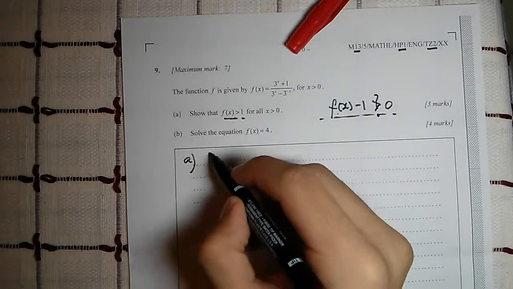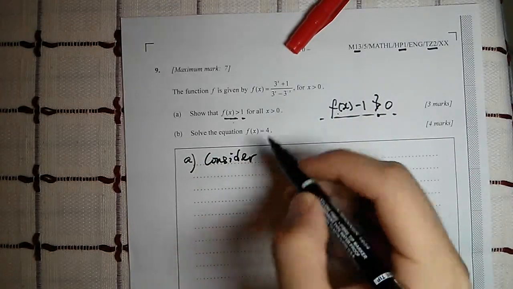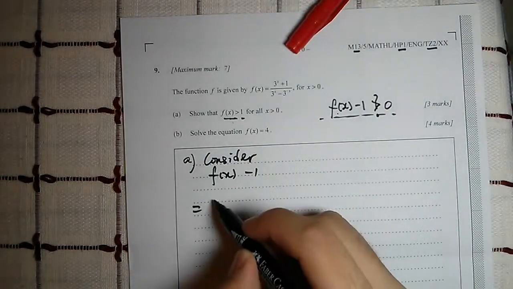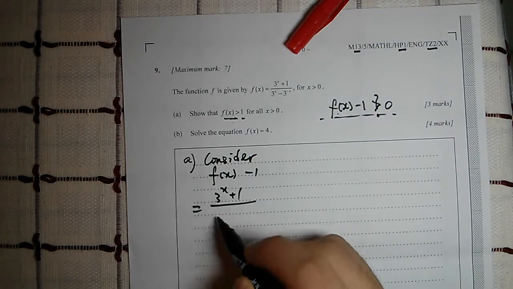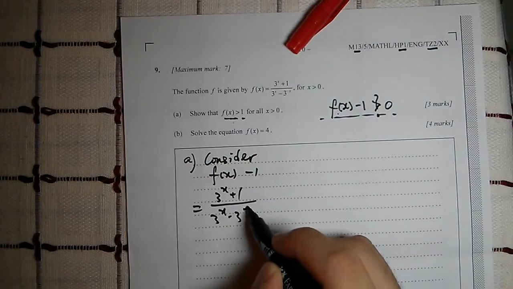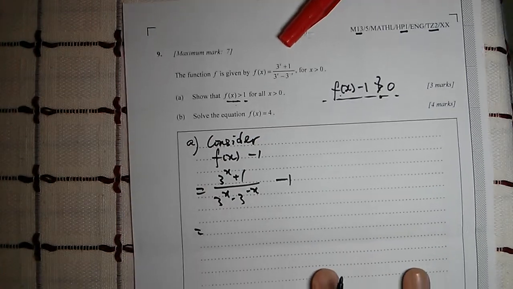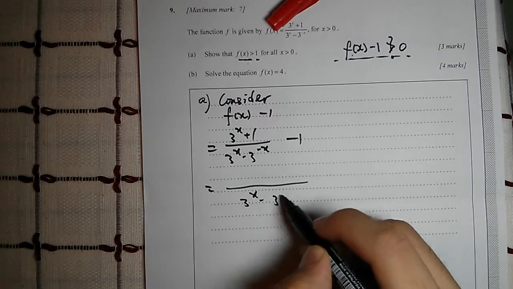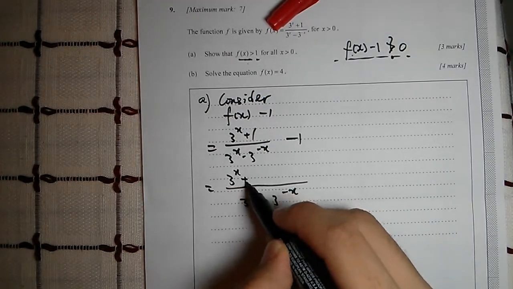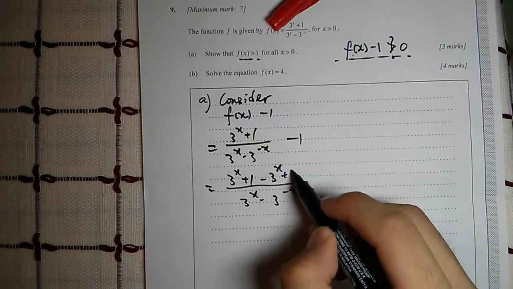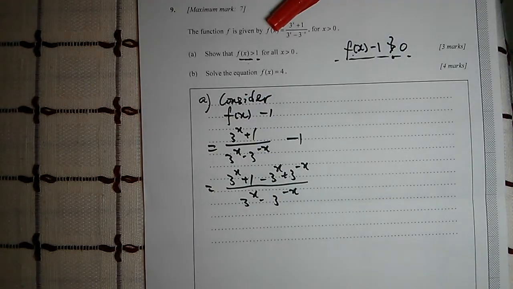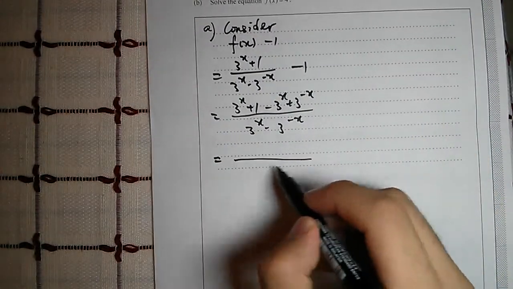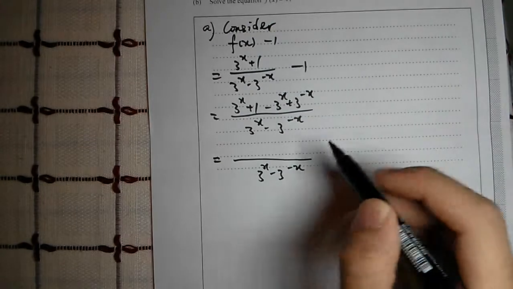So let's consider f(x) minus 1. f(x) is given as (3 to the power of x plus 1) divided by (3 to the power of x minus 3 to the power of negative x), and we subtract 1. So we do the simple stuff, get a common denominator, and tidy them up. Well, this is an HL question, so I assume you're an HL student or better, and so it's almost real time. I do it quicker, unlike the other videos.